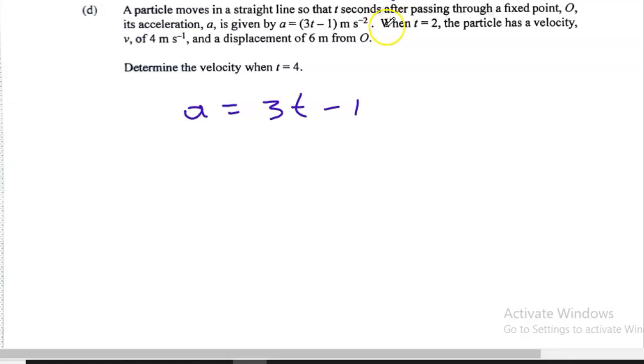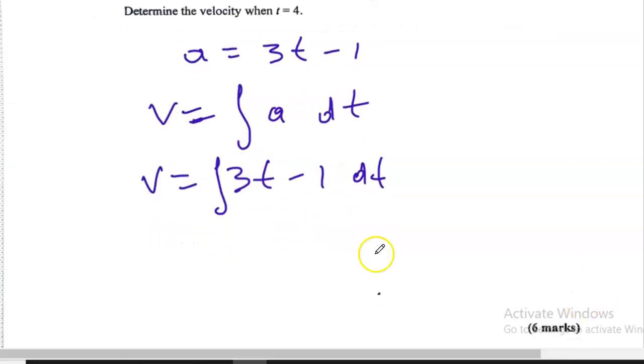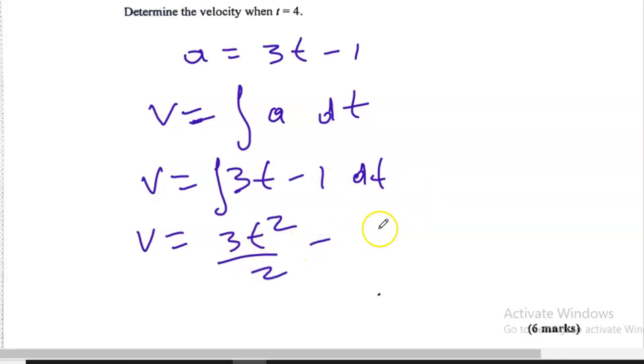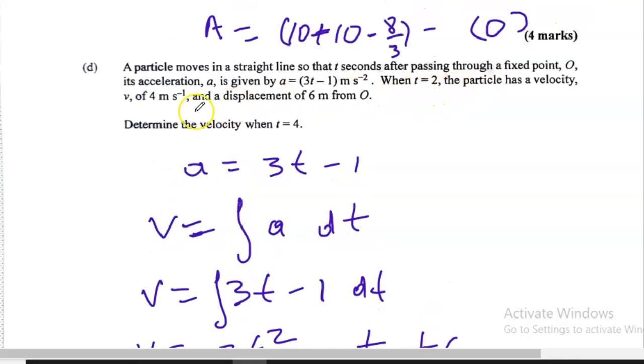Now, if we have acceleration, to get velocity, we can just integrate. So velocity is the integral of acceleration with respect to time. There are no limits given. So v is the integral of acceleration, which is 3t minus 1, with respect to time. So we'll end up with v equal to 3t squared over 2, minus t, plus the constant. So we integrate acceleration to get velocity. And the question tells us that when t is 2, velocity is 4.